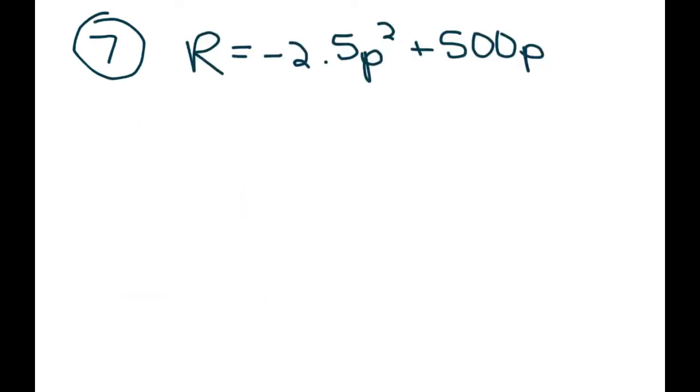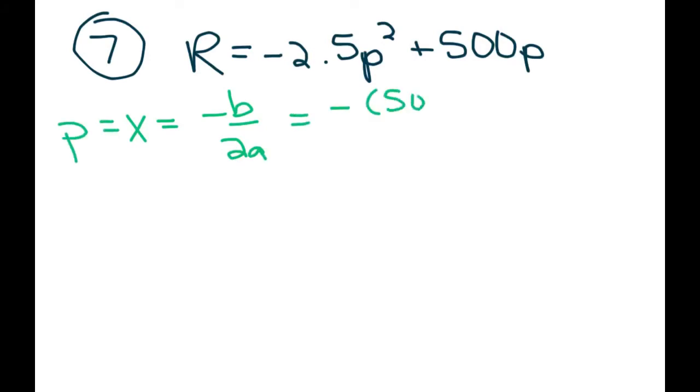Number 7, a model for a company's revenue from selling a software package is R equals negative 2.5p squared plus 500p, where p is the price in dollars of the software. What price will maximize revenue? Find the maximum revenue. This is a real-world application problem asking you to do something that we have already done. It is asking you to find the axis of symmetry. It's just that instead of the input being x, it's p.